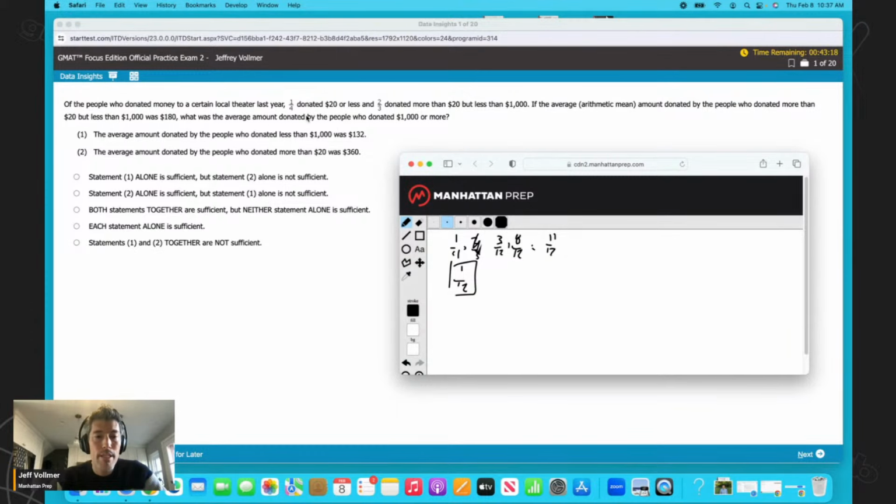Okay, but does that tell me the average amount donated by the people who donated more than $1,000? I do not know still how much the high rollers donated. So I would knock off answers A and D. I don't believe statement 1 is sufficient. Get rid of A and D.